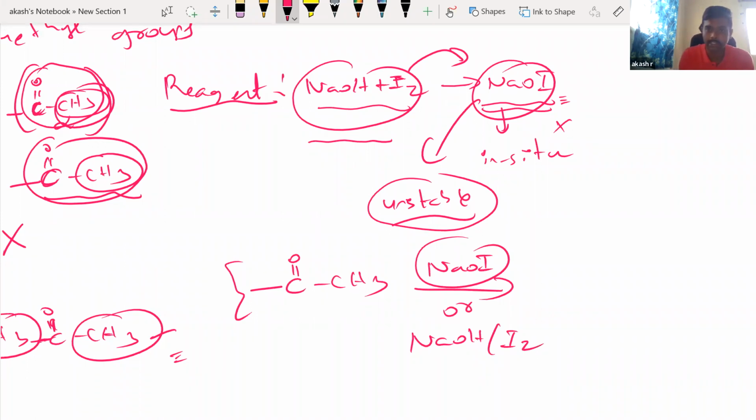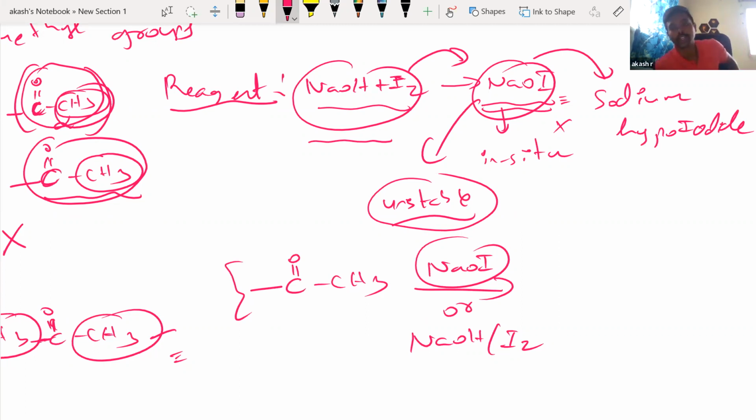One more thing, this particular NaOI is called sodium hypoiodide. That's the name of the compound. Whether I write sodium hypoiodide or NaOH in the presence of I2, as I've mentioned, we are talking about the iodoform reaction. So what is going to be the product?